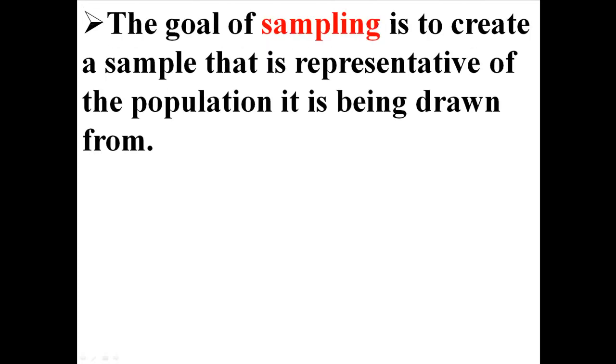Now, the goal of sampling is to create a sample that is representative of the population it is being drawn from. Ideally, we would just do tests and collect data from populations, but the problem with that is sometimes they're so large they can be millions and billions of people that might be impossible, and that's why we take samples.